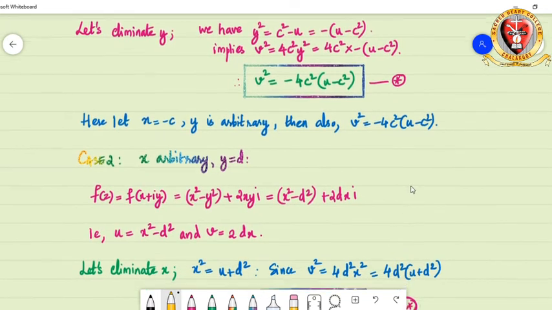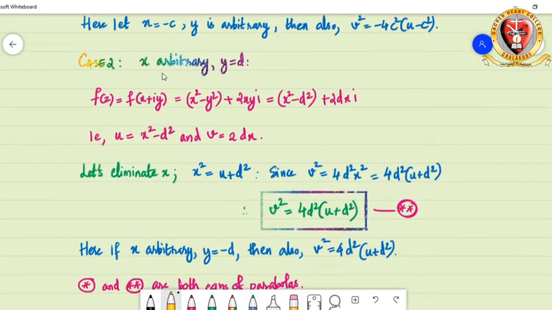Now suppose we are thinking about the case x is arbitrary and y is equal to a real number d. Apply a function on the set of points x plus iy. So f of z is equal to x square minus d square plus 2dxi. If f is equal to u plus iv, you are going to get u is equal to x square minus d square and v is equal to 2dx. Here we are going to eliminate x.